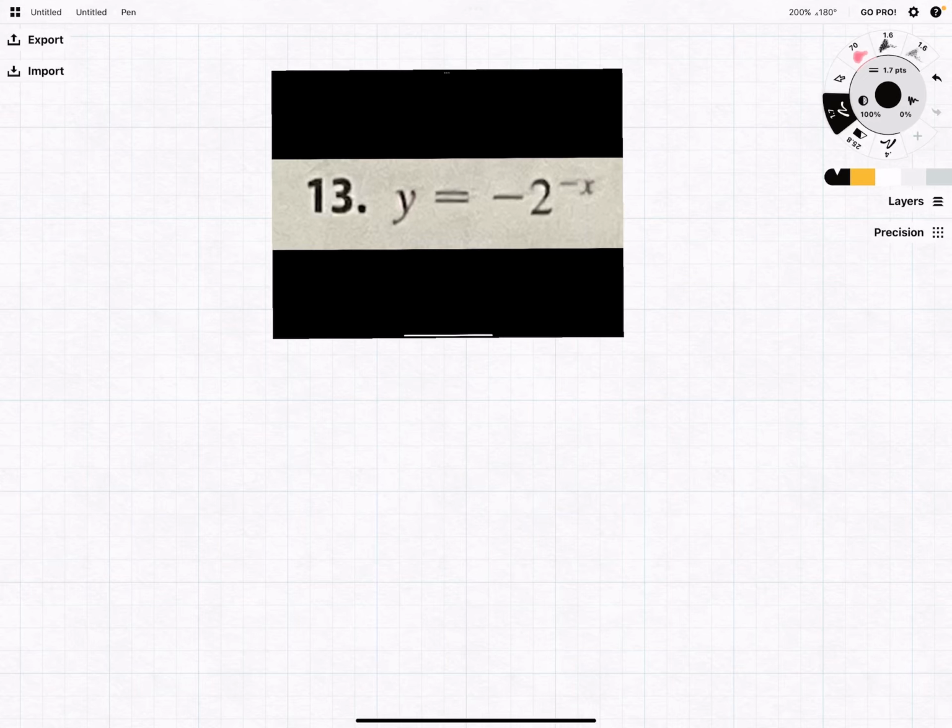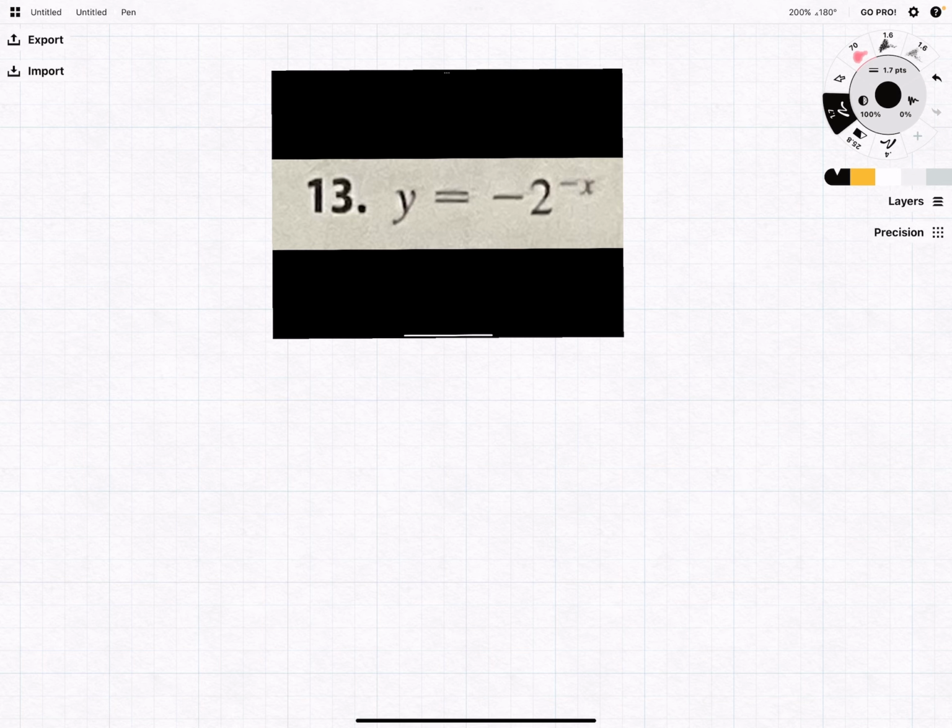This is Stewart Calculus 8th edition, section 1.4, problem number 13. For problem number 13, we're supposed to make a rough sketch of this graph, and we're not supposed to use a calculator or any sorts of tools that will help us. They don't really want us to just make a full table of values. It's more so understanding how the graph works, what it looks like, and applying the proper transformations to it.